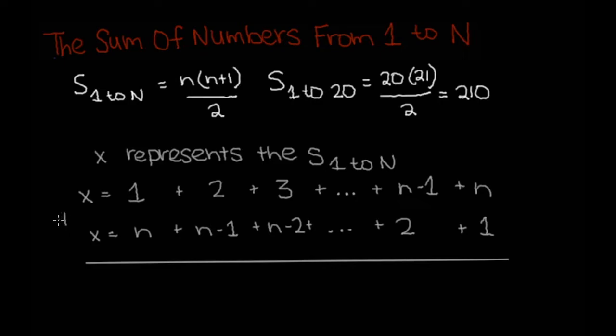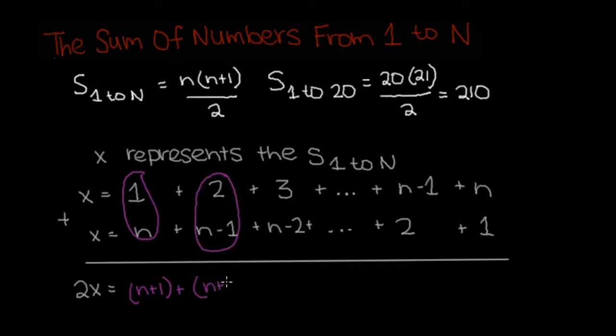Now, let us add these two expressions. On the left, you'll notice that x plus x is equal to 2x, but on the right, something interesting happens. You notice that 1 plus n sums up to n plus 1. The same thing with this pair, 2 plus n minus 1 is equal to n plus 1. The pattern continues, 3 plus n minus 2 equals n plus 1. Now we have some terms in the middle, which are also going to be n plus 1 terms.